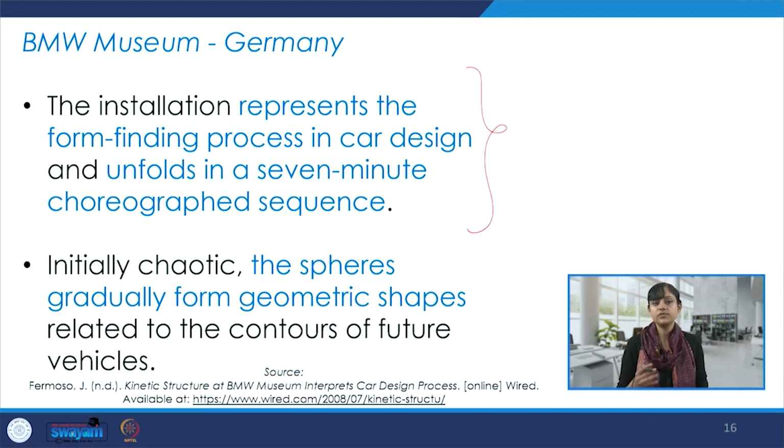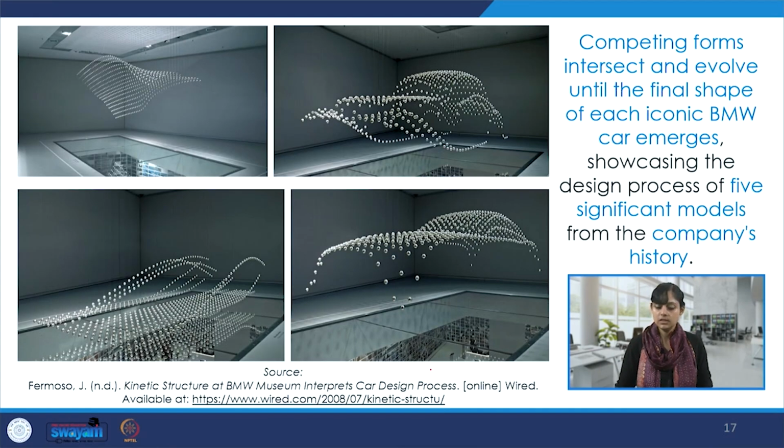Initially chaotic, the spheres gradually form geometric shapes related to the contours of future vehicles. So it is a journey and mapping of the evolution of these shapes and designs. So here we see some of the configurations and how these spheres are installed in this kinetic manner, and then they create these different forms of different models and different cars, which are designed as part of the journey of BMW.